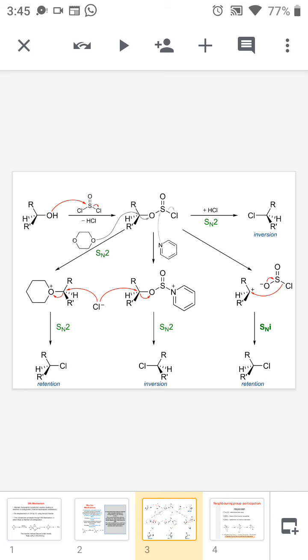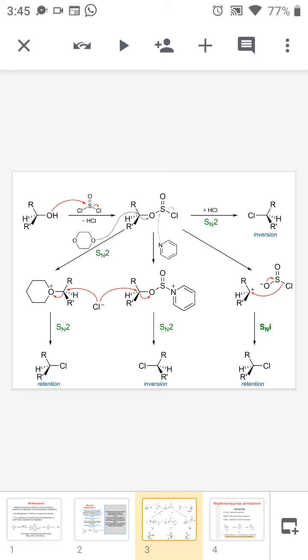See here, first of all, the secondary alcohol reacts with thionyl chloride, and as we discussed earlier, HCl is eliminated. Now the carbon oxygen bond is formed. Then after that, in the first case we are adding HCl. So in the presence of HCl, the HCl acting as a medium here, the SN2 reaction will occur. So that's why we will get an inverted alkyl halide.